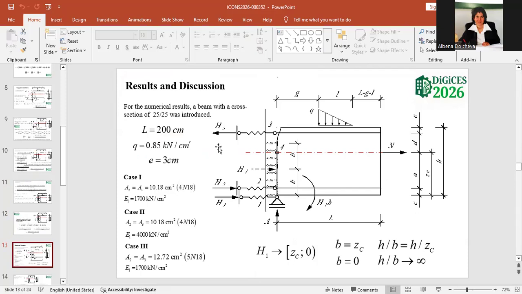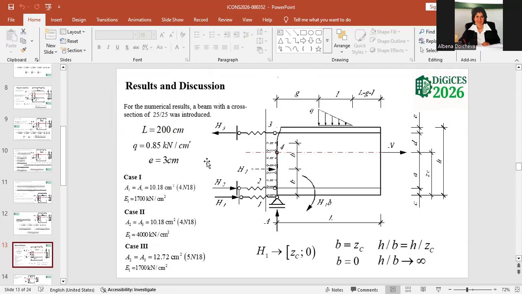Result and discussion. For our calculation, we use a beam with length 200 centimeters. The load is linearly distributed with intensity 0.85 kilonewton per centimeter, and we have a cover of the reinforcement bar of 3 centimeters. The cross section of the bar is 25 by 25.